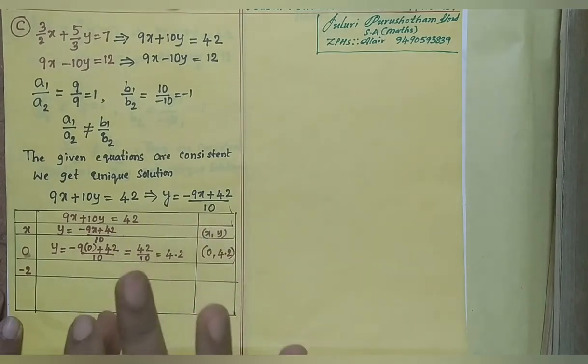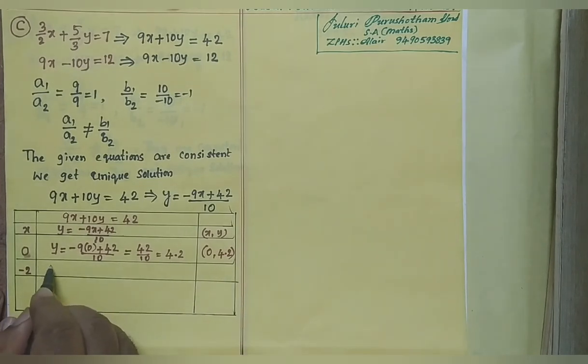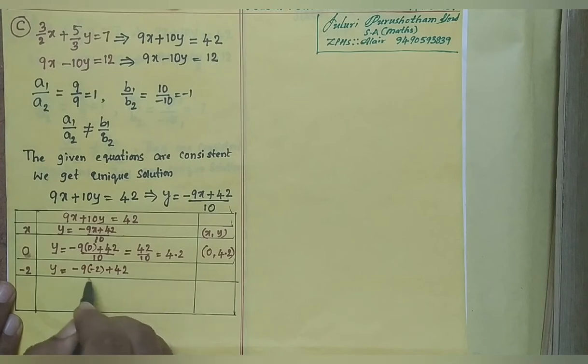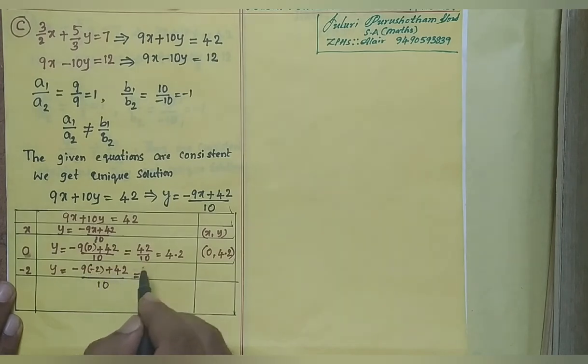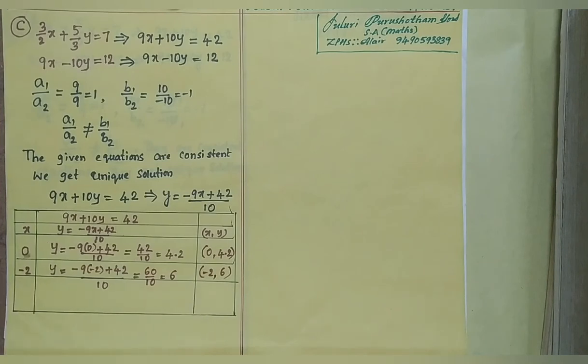At least you have to find two values. That is enough for this pair of linear equations in two variables. But it is better to take a number that gives a proper, easy answer rather than a decimal. So y is equal to minus 9 of minus 2 plus 42 by 10. So we get 18 plus 42, it becomes 60, 60 by 10, that is equal to 6. So if we substitute minus 2, we get 6. Clear now? Right. Then what should we do next?